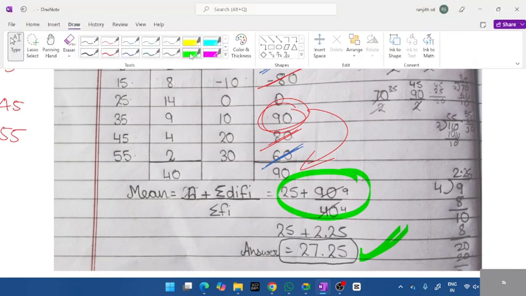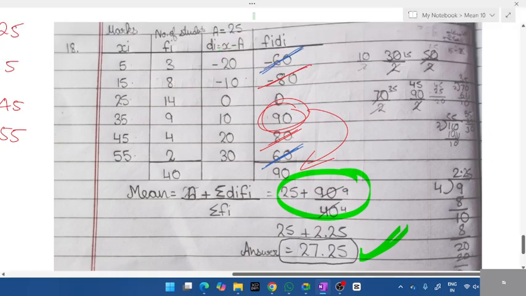And there's something you missed out. Where did you take the assumed value? 25, right? Only that thing you have missed out, that you have to write: A is equal to 25. Yeah, on top that is fine, but here you have to mention A is 25.